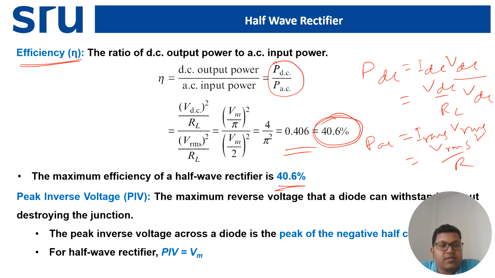Now the next parameter is peak inverse voltage, PIV. It is the maximum reverse voltage that a diode can withstand without destroying the junction, the peak inverse voltage across a diode during the peak negative half cycle. For the half wave rectifier, PIV is equal to Vm. You can see it written here. So the peak inverse voltage will be the maximum voltage of the input signal.